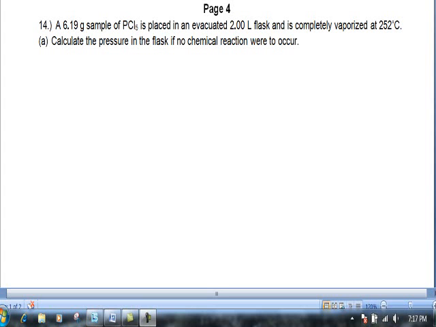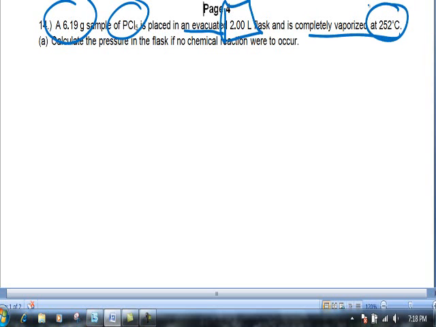Let's take a moment and go through how to approach and solve a problem such as number 14 in the gas law problem set number 2, done in class Tuesday, August 28th. In the problem we're asked how many grams of PCl5 are placed in an evacuated, which means an empty, 2-liter flask. It's then completely vaporized, which means it's turned completely into gas, at this temperature, 252 degrees Celsius.